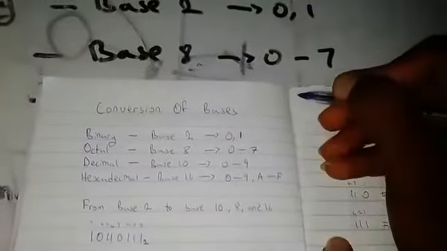Hexadecimal base 16 will have 0 to 9, A to F, because this is how it is. We'll have 0, 1, 2, 3, 4, 5, 6, 7, 8, 9, and 10 in the hexadecimal number system is represented as A, and 11 is B, 12 is C, 13 is D, 14 is E, and 15 is F.